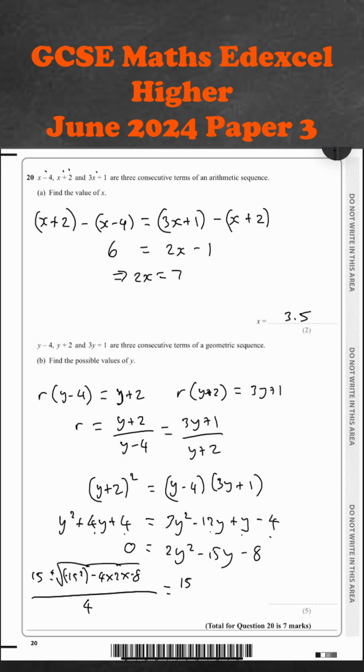So I'll rewrite this as 15 plus minus the square root of 289 over 4. Square root of 289, lo and behold, there's a whole number. 15 plus minus 17 over 4. Therefore, we either have 32 over 4 or minus 2 over 4. So our answers are going to be 8 and minus a half.